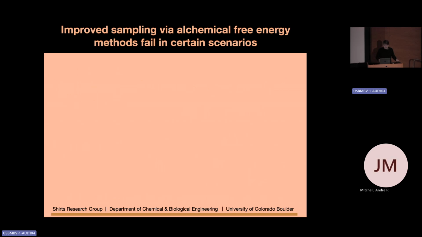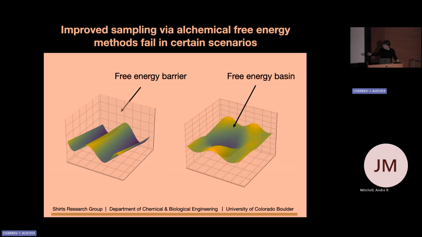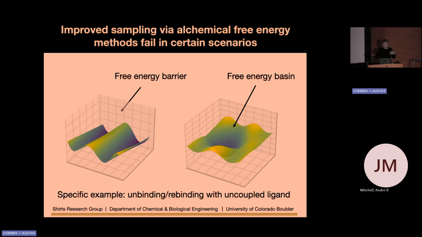Okay. But the improved sampling in alchemical free energy methods can fail in certain scenarios. You might have a free energy barrier that is present at all alchemical states. There's some torsion in the protein or even the ligand that is present at all times, that's dividing the whole alchemical lambda space into two separate, dynamically separated subensembles. You could have a free energy basin. Something that we've found is that maybe your intermediate state is really greasy and it ends up sticking to another part of the protein because it's so greasy. So that slows down the dynamics that way.